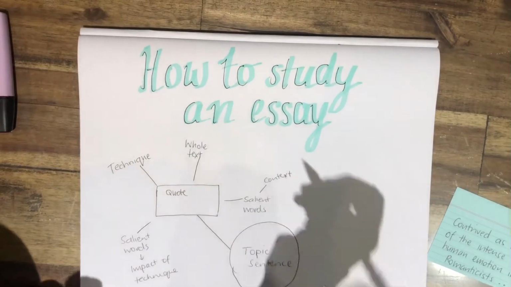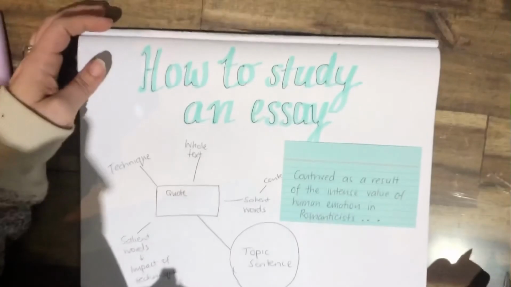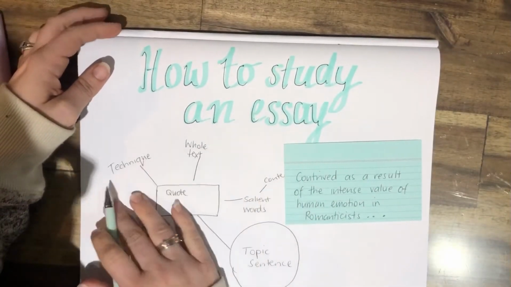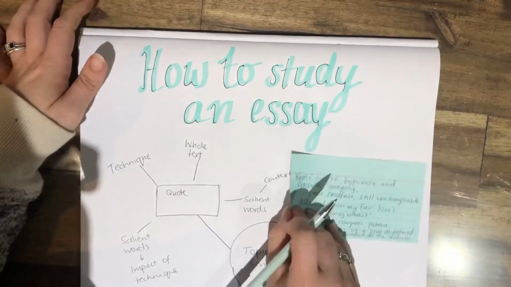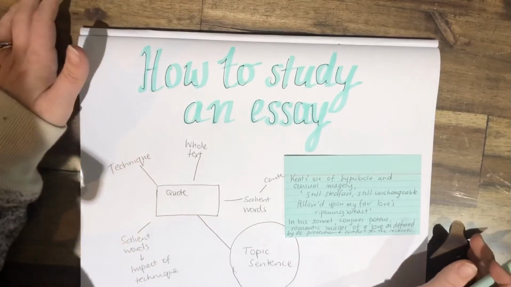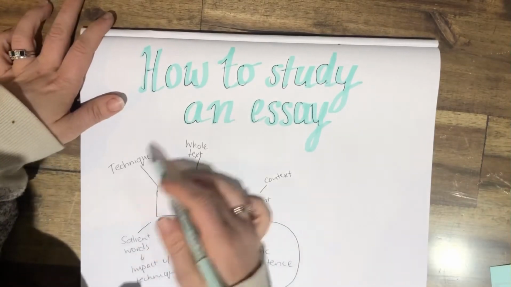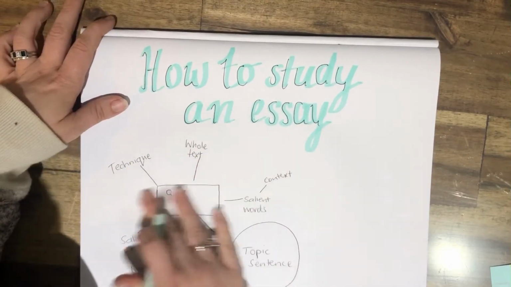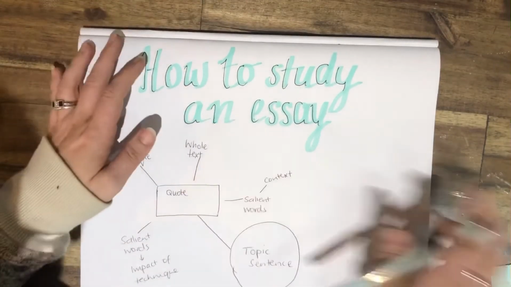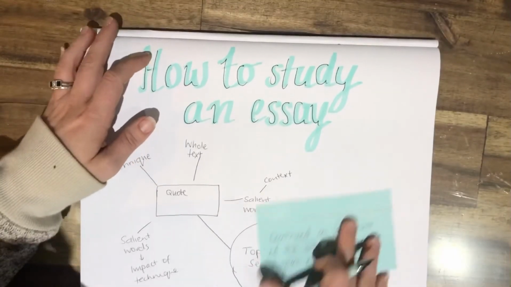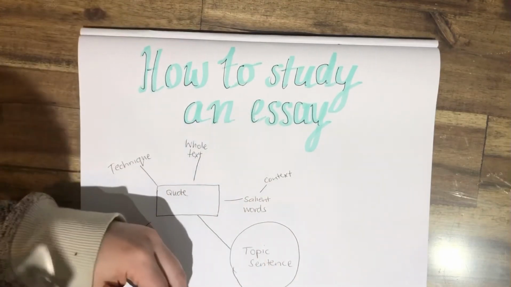And I do that. Then what I do, after I have written that, is I take my card or my essay, and I look at my information here, and I read my sentence, contrived as a result of the intense value of human emotions and romanticists, Keats' use of hyperbole and sensual imagery, and I keep reading, and I read that to myself, and then I'll put that away for a second. And then I'm going to look at all this information here, and I'm going to try and write out that sentence. Now, I can do this as many times as I need until I don't need to look at this anymore to write my sentence. It doesn't have to be word for word, but it does have to mean the same thing.